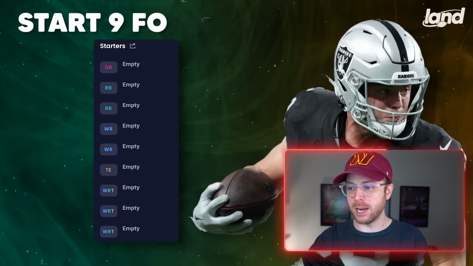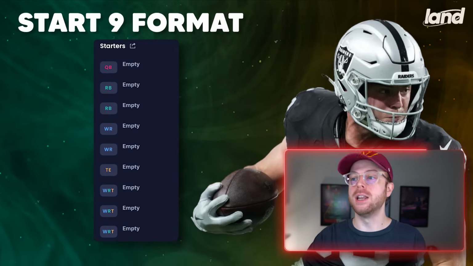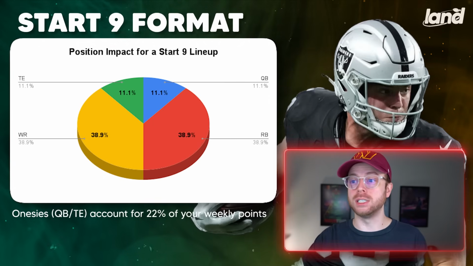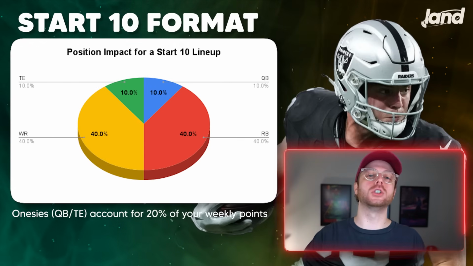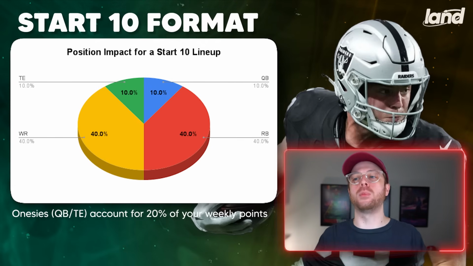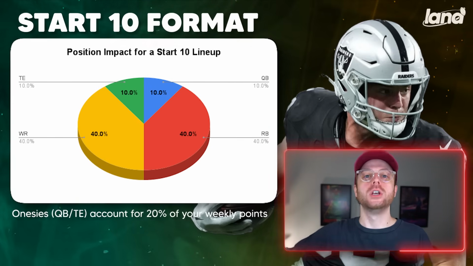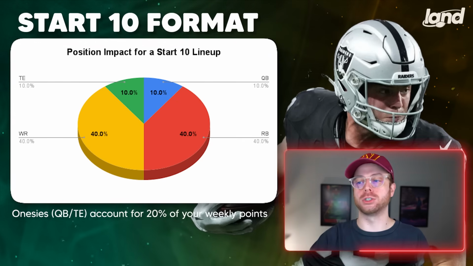Then you go to a start 9. You guys get the idea. In a start 9, those onesies account for 22%. Then you get to a start 10, it goes to 20%. So these onesies contribute less and less to your weekly fantasy points the bigger your starting lineup is, so you prioritize them less the bigger your starting lineup is, right?